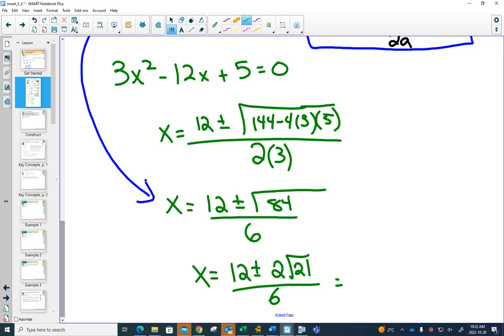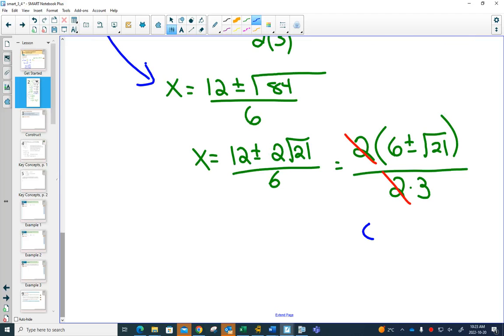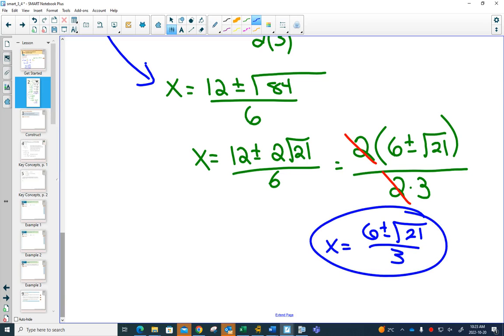And in all 3 of those terms is the factor of 2. So you could pull a 2 out of the top, leaving you with 6 plus or minus root 21. And you could pull a 2 out of the bottom to make it 2 times 3. And then the 2's, 2 divided by 2 is 1, so they would cancel out. And now our final answer matches our completing the square.